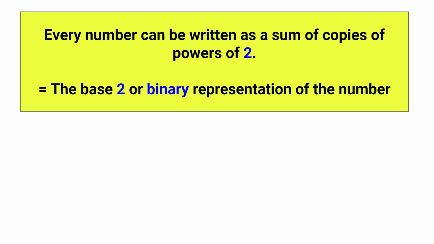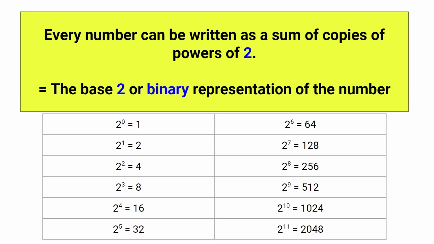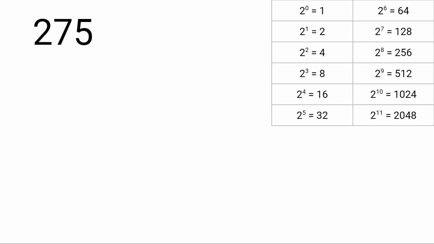Because we're going to be using powers of 2, here they are from 2 to the 0, which is 1, all the way up through 2 to the 11th, which is 2048. Hardcore computer people might recognize 2 to the 10th, or 1024, because that's the number of bytes in a kilobyte. I highly recommend you learn these powers of 2 so that they are as familiar to you as the powers of 10. Look, for example, at 275 again.